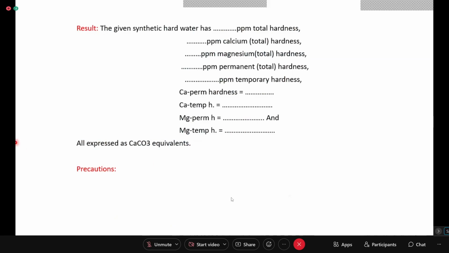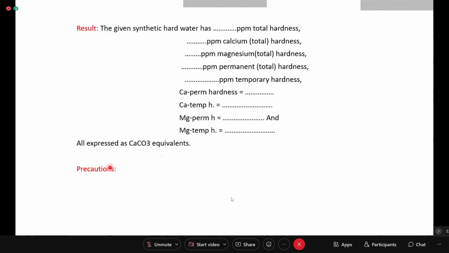And then once you obtain or perform the calculation part, you can write the result on right and left both side. The synthetic hard water has dash ppm of total hardness, out of which dash is the calcium hardness, dash ppm is the magnesium hardness, and this one is permanent hardness and temporary hardness, then calcium permanent hardness, calcium temporary hardness, magnesium permanent hardness, and magnesium temporary hardness, all expressed as CaCO3 equivalents.